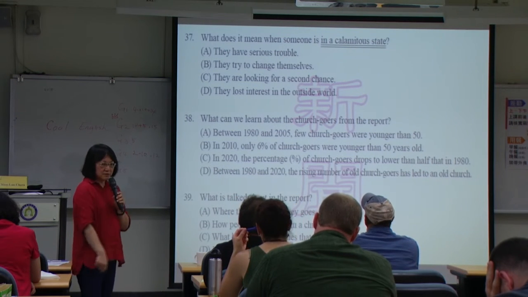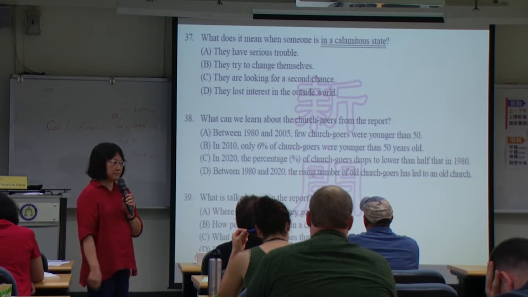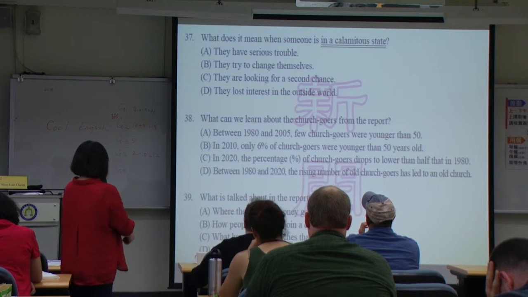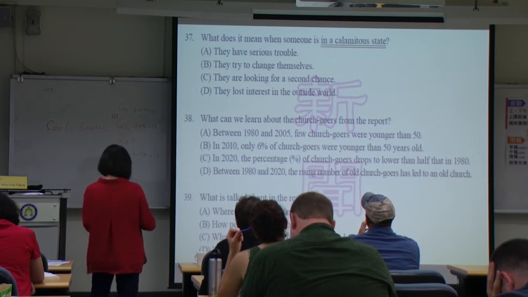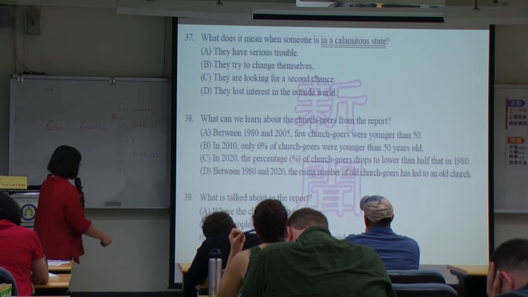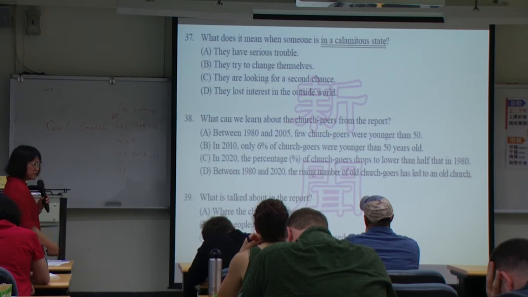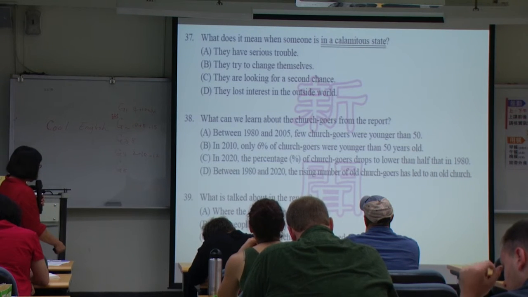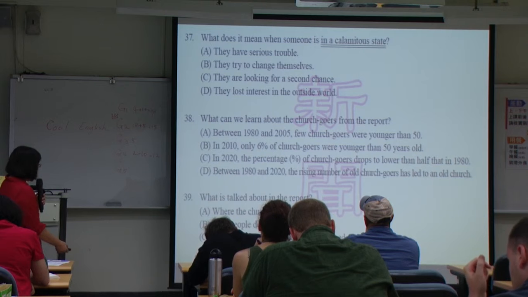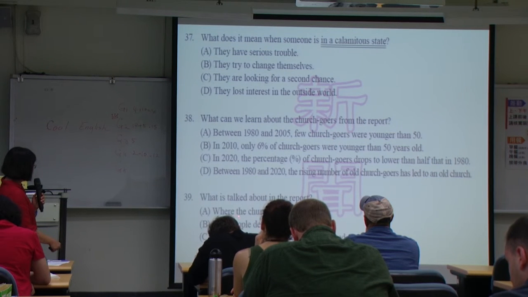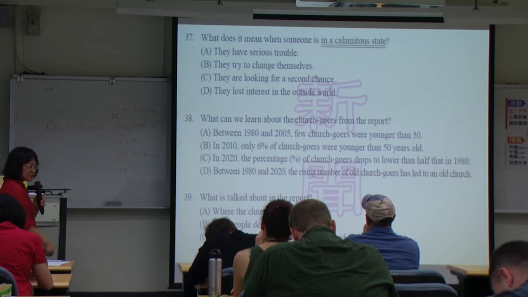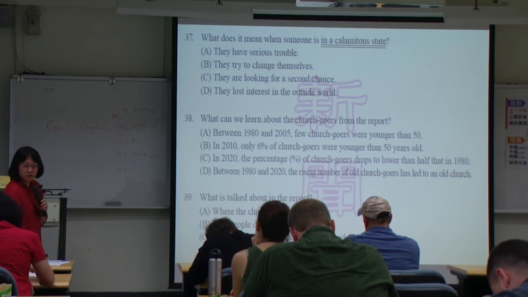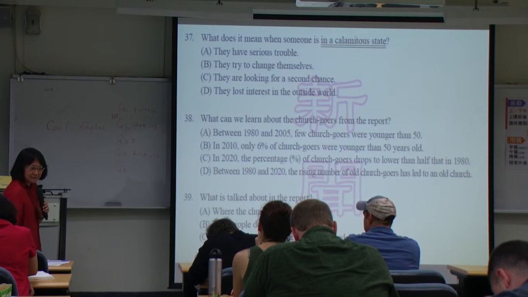Right? What can we learn about the churchgoers from the report? None of these sentences are taken directly from the passage. And what is talked about in the report? All the answers have something about church. So if you just know that it's about church, that's not enough. You have to know that it's about why people stop going to church, right? So all these distractors are very strong. So you really need to know what the article is talking about. It's not easy.